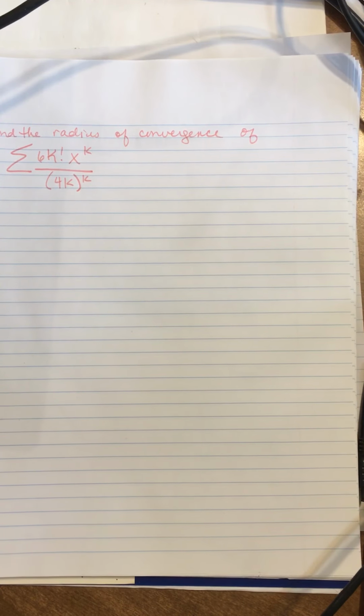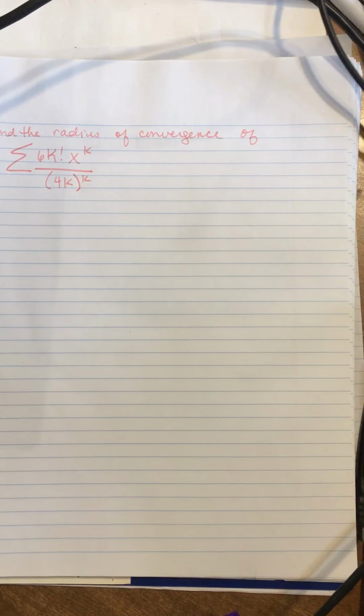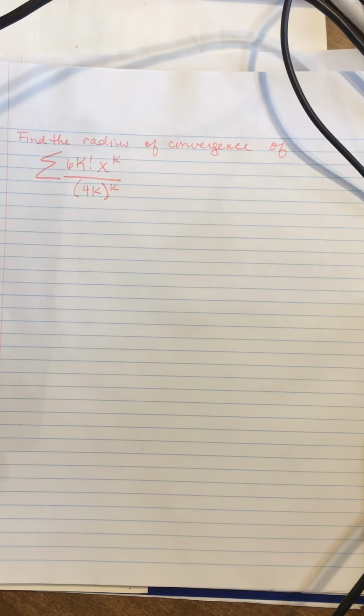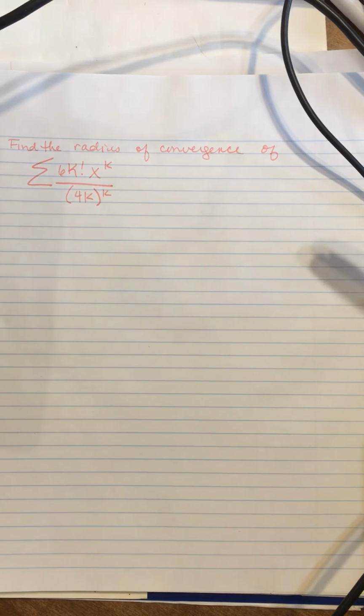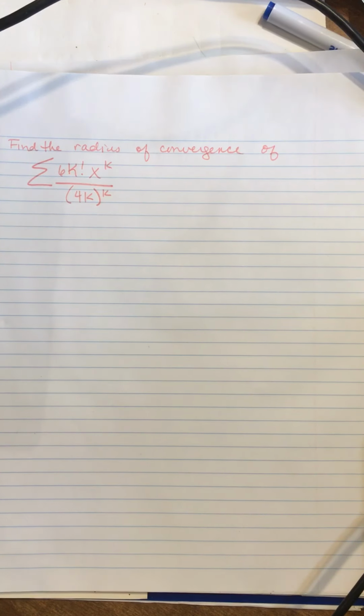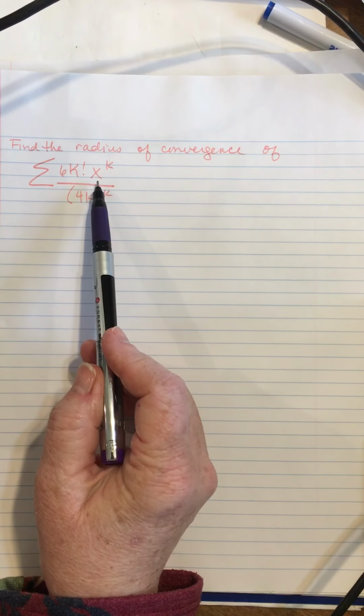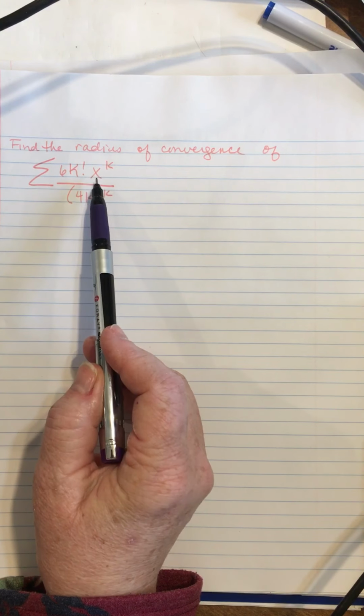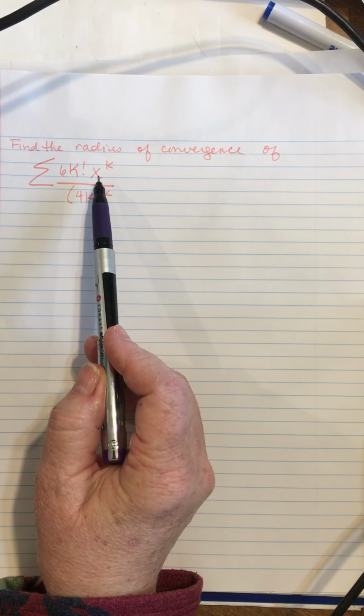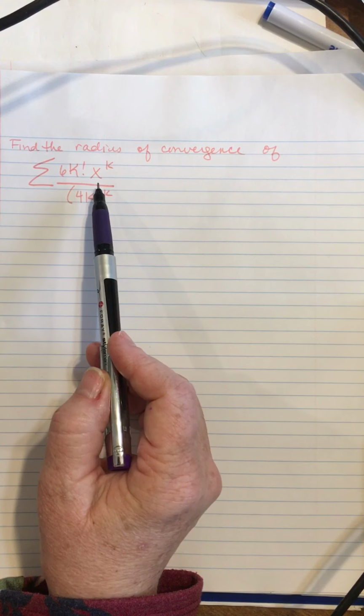To find the radius of convergence, we typically find the interval of convergence. The radius of convergence is a measure of how far you can move away from the center of the interval and still have convergence. So basically it's half the length of the interval of convergence. When you're finding an interval of convergence for a power series, you're trying to find out what x values you could replace x with and still have a convergent series.